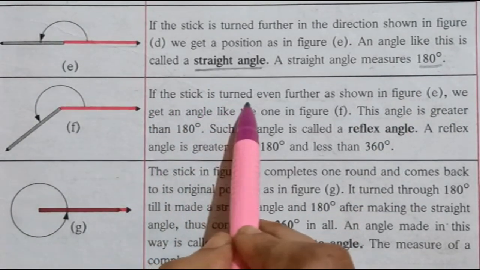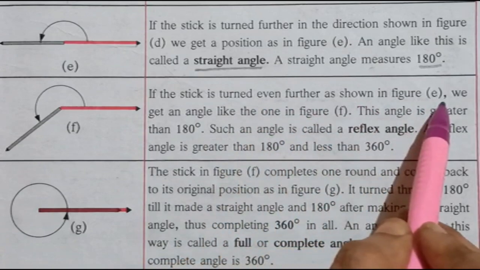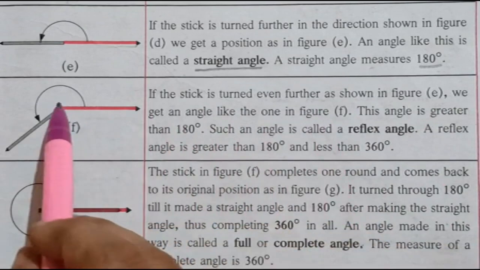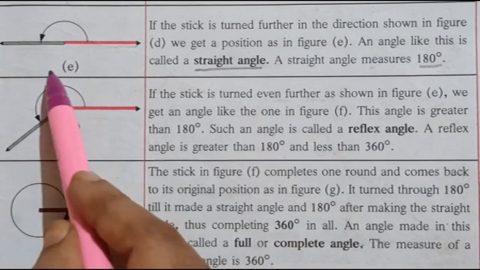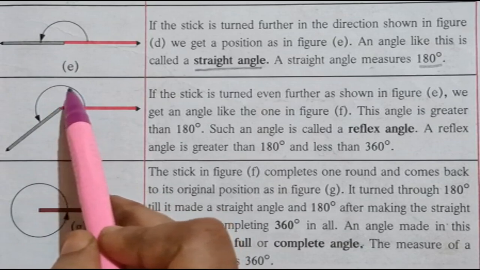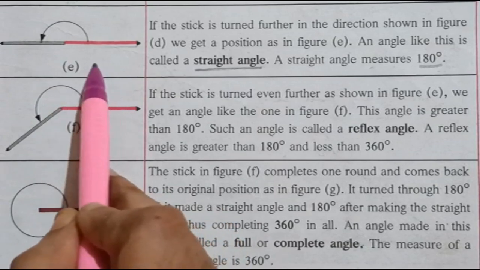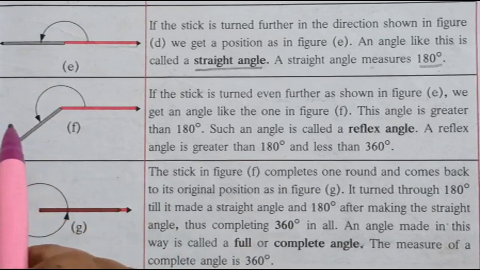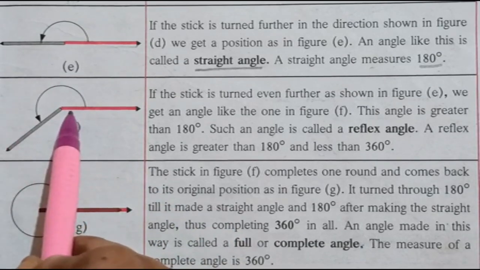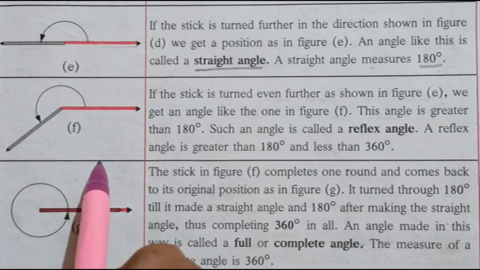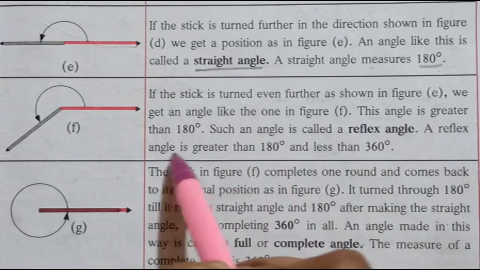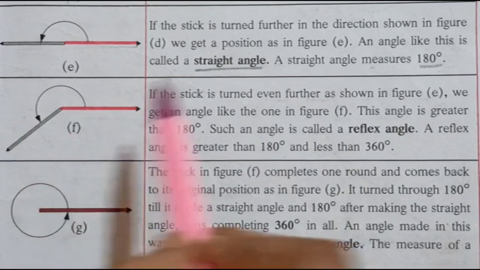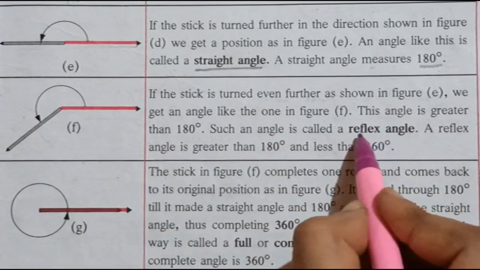If the stick is turned even further as shown in the figure E, we get an angle like the one in figure. See, this stick first came from here. Okay, first it was here, it started from here, it became acute, then it became right, then it became obtuse, then it became a straight angle, now it came downwards. Okay, and this angle is greater than 180 degree. वो 180 degree के नीचे है, so it is greater than 180 degree. Such an angle is called a reflex angle.